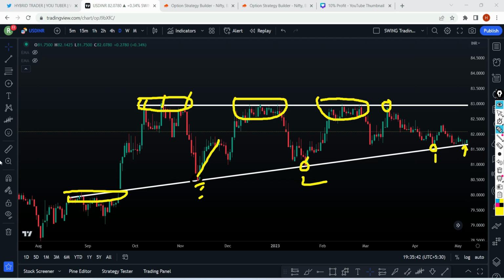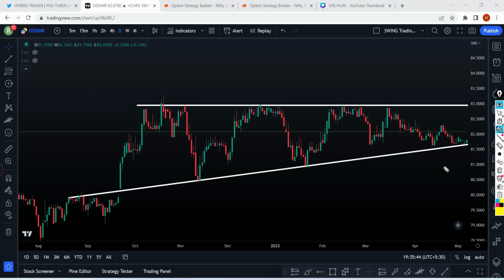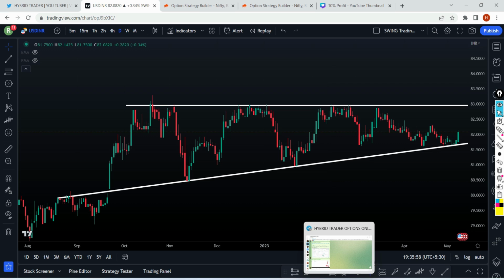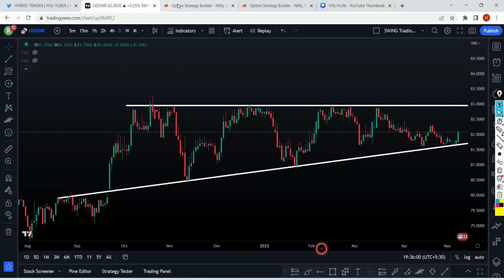Now I'll show you guys what happened. This is what happened the moment I entered yesterday. Today it gave almost 0.34%, guys. With just a 0.34% upside move, I was able to capture almost 10%. Let me show you my real trade now.